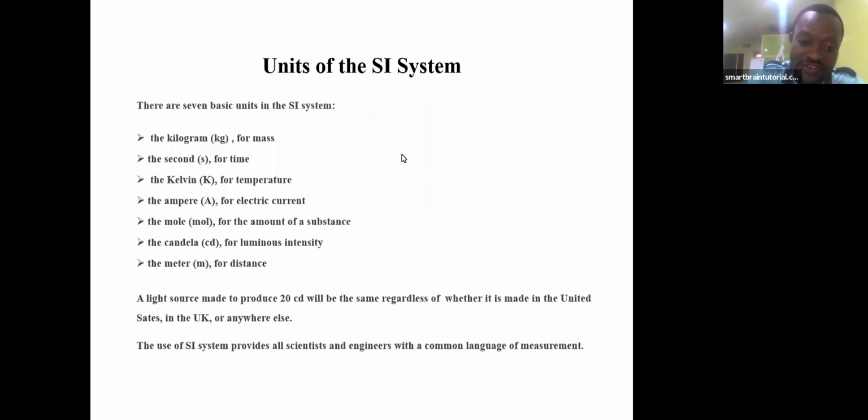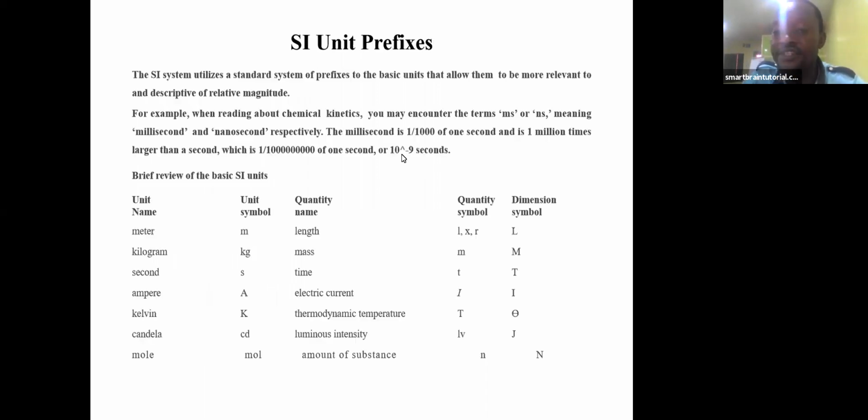The use of the SI system provides all scientists and engineers with a common language of measurement. That means if a measurement of length is carried out in chemistry, it will be in meters. If it is measured in physics, it will also be in meters. If it is measured in biology, it will be in meters.